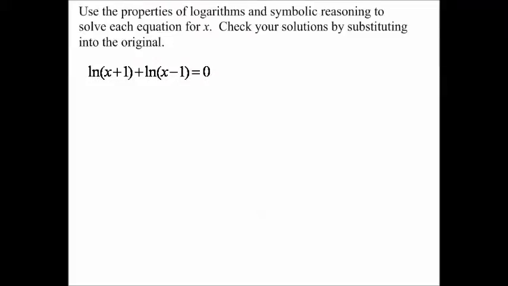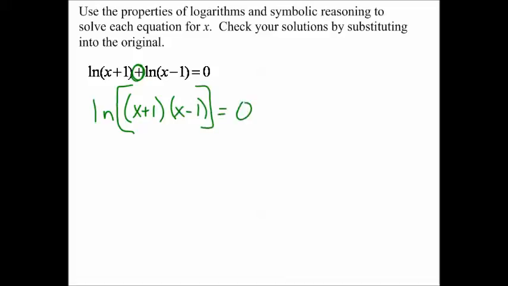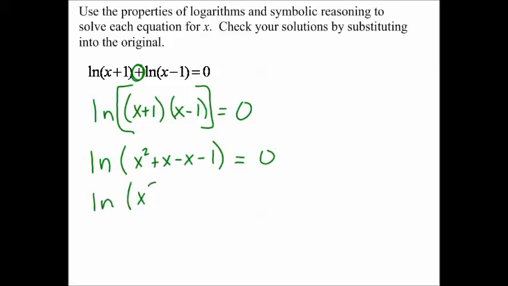Okay, let's do another one. This one's similar, different base. Okay, and we got a plus sign. So plus means we're going to have to go ahead and multiply our arguments together. Okay, if we multiply, make sure we are foiling. So I'm going to just do x squared plus x minus 1 equals 0. Combine my like terms.